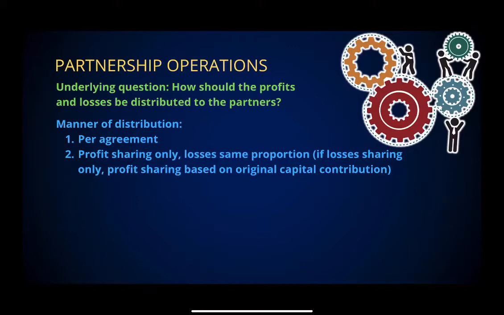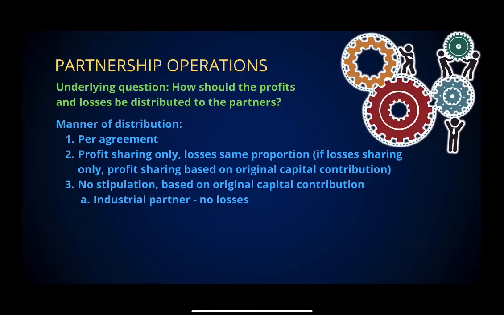However, if only the share in profits has been agreed upon, the share of each in the losses shall be in the same proportion. But if only the loss sharing is provided, profits are distributed based on the original capital contribution. And lastly, in the absence of a stipulation, the share of each partner in the profits and losses shall be in proportion to what he may have contributed, or simply his original capital contribution.